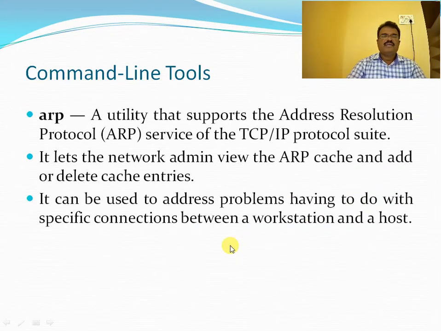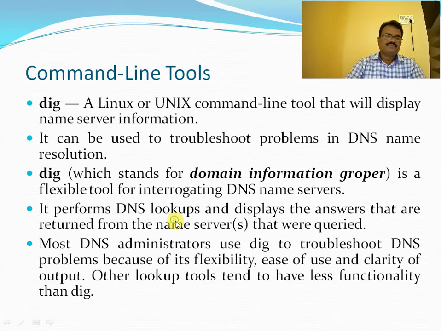So next one, ARP. This is a utility that supports the Address Resolution Protocol service of the TCP/IP protocol suite. It lets the network admin view the ARP cache and add or delete cache entries. It can be used to address problems having to do with specific connections between a workstation and a host. This is about ARP, which is the Address Resolution Protocol service.